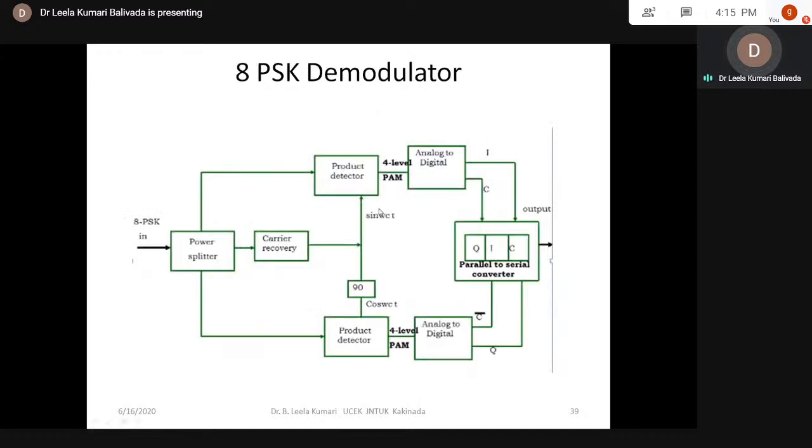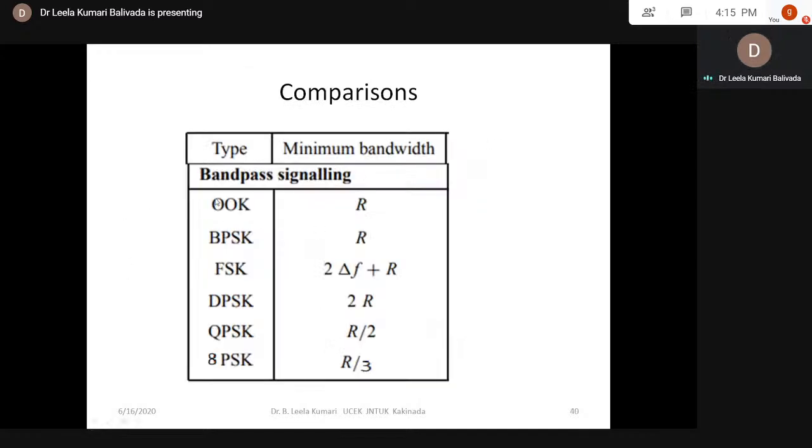Coming to the comparisons: for on-off keying, which is binary amplitude shift keying, the minimum bandwidth is R. For BPSK also, the minimum bandwidth is R. For FSK, the minimum bandwidth is 2 multiplied by delta F plus R, that is 2 delta F plus 2R. Whereas in DPSK, the minimum bandwidth is 2R.